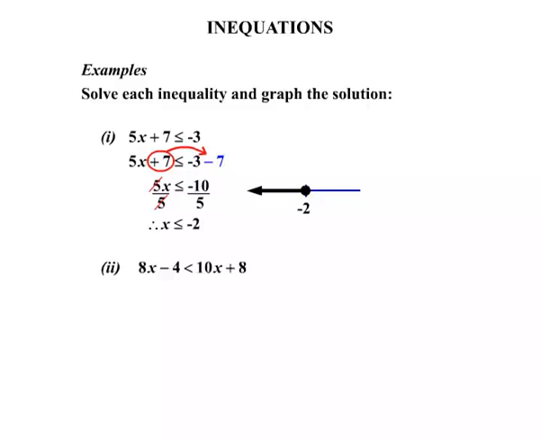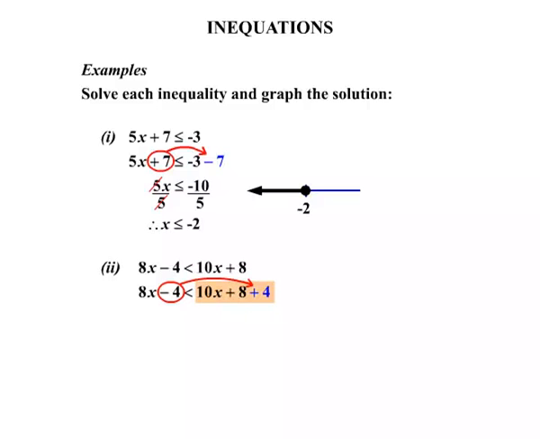Our second example now, 8x minus 4 is less than 10x plus 8. So let's write that down once more. The 8x minus 4, the letter and the number on the one side. So let's move the number, the negative 4, over. When we change the side, we change the sign. So the negative 4 becomes positive 4.